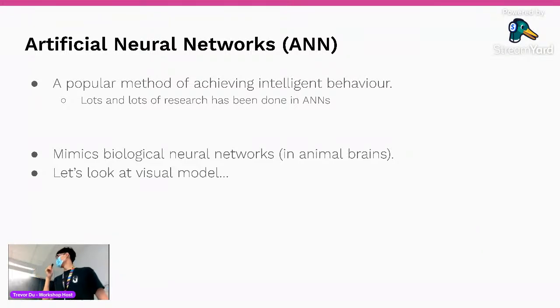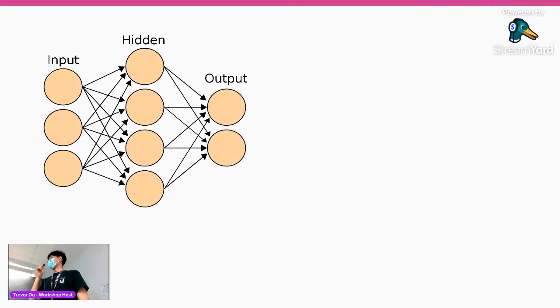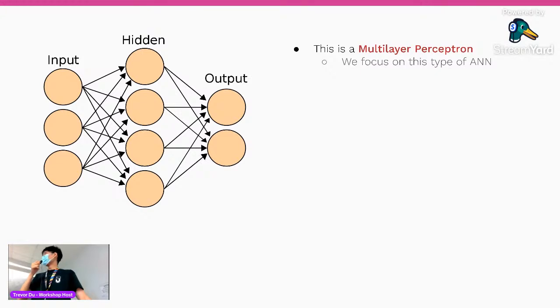And we'll take a look at a visual model. So this is a neural network. It's probably what you're used to seeing in those machine learning videos. And its formal name is a multi-layer perceptron. We'll be focusing on this type of ANN in this workshop, but there's a bunch of different types. This is the most commonly first taught. So let's discuss some terminology.